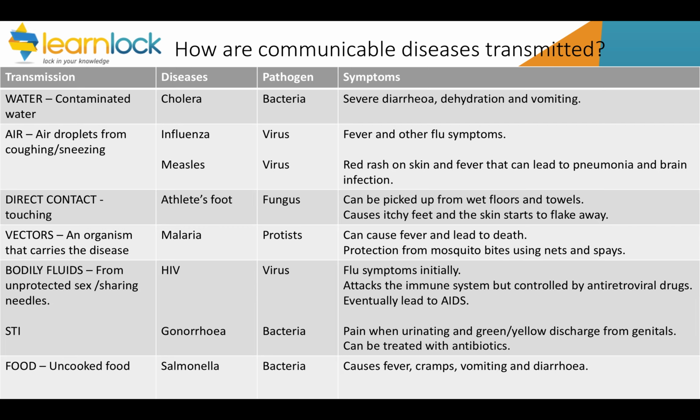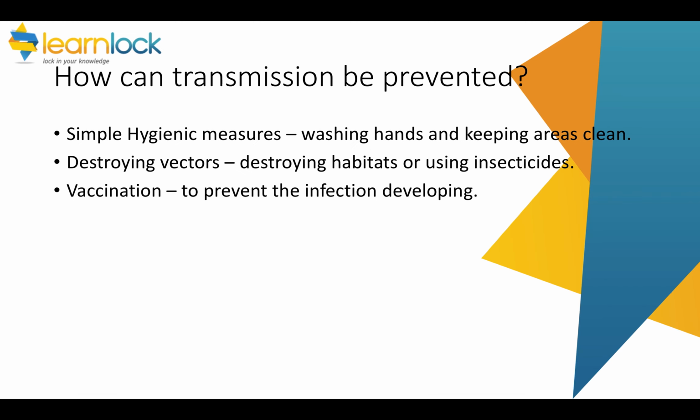You also need to know about the transmission of diseases in plants, which is in the next part of the tutorial. In general, how can transmission be prevented? Well, just simple hygienic measures like washing your hands, disinfecting areas in the house, mainly the kitchen and the bathroom, destroying the vector itself, for example, the mosquito, or destroying the habitats where the vectors live, and of course vaccination, which we'll talk about later.